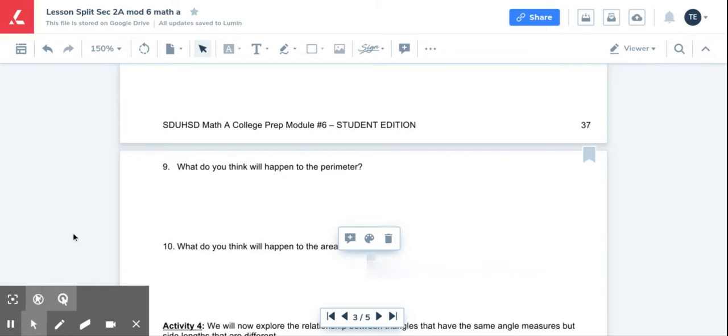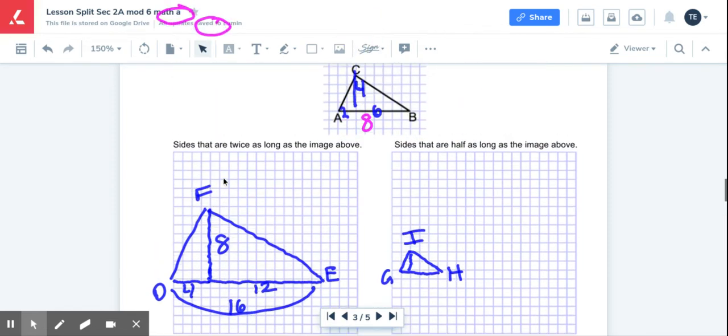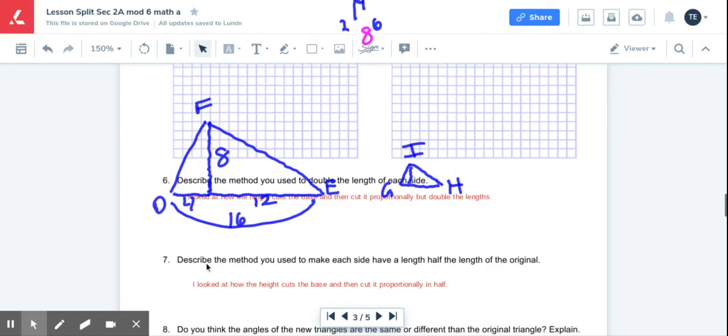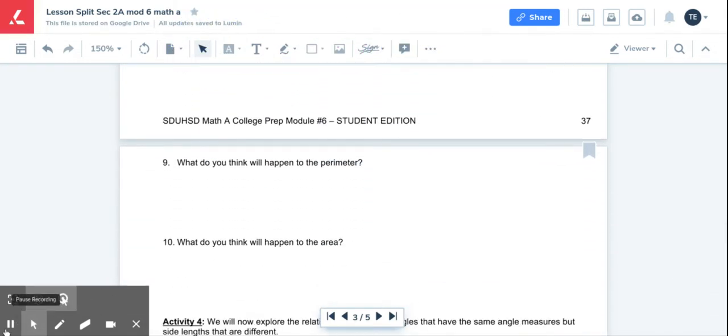Okay, what do you think will happen to the perimeter? I think the perimeter is going to increase in the same manner as we did the sides. What do you think will happen to the area? Well, when I look up there, when I doubled the sides, I made more than twice the area. So I'm going to go ahead and type my answers as you type yours, and then we'll double check it.